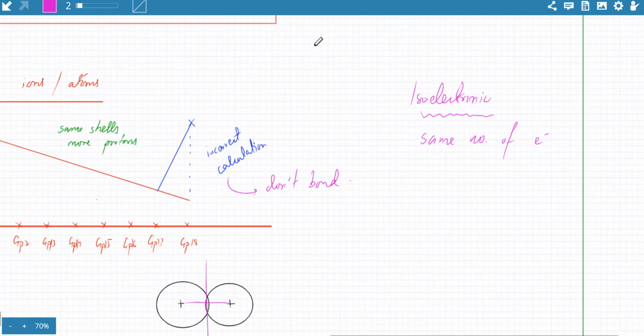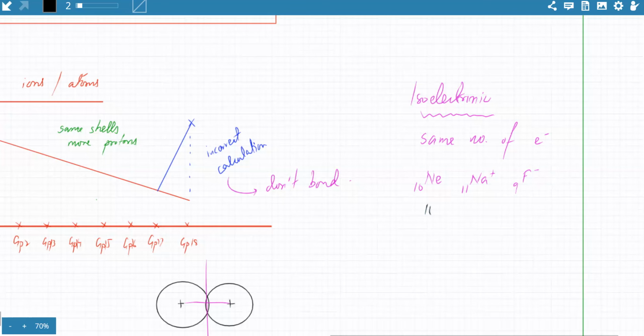For example, you have neon, 10 protons, 10 electrons. ठीक है, you have Na plus 1, 11 protons, लेकिन it also has 10 electrons. And you have fluorine, which is minus 1, it has 9 protons. ठीक है, लेकिन all of them, they have 10 electrons.